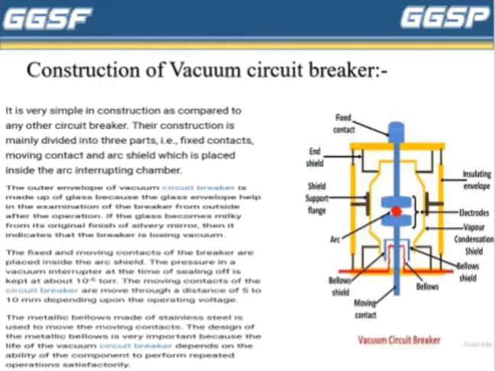Construction of vacuum circuit breaker. It is very simple in construction as compared to any other circuit breaker. Its construction is mainly divided into three parts: fixed contacts, moving contacts, and an arc shield, which is placed inside the arc interrupting chamber. The envelope of the vacuum circuit breaker is made of glass because the glass envelope helps in the examination of the breaker from outside.